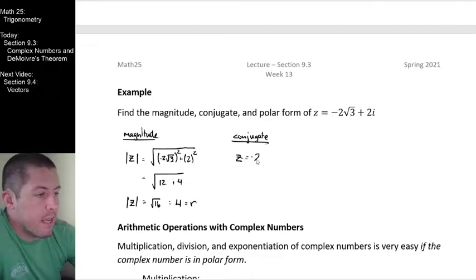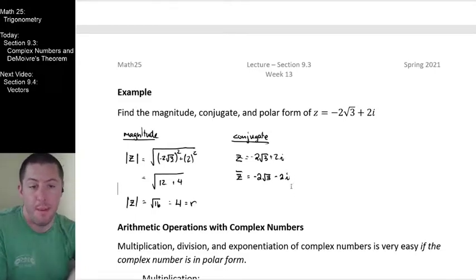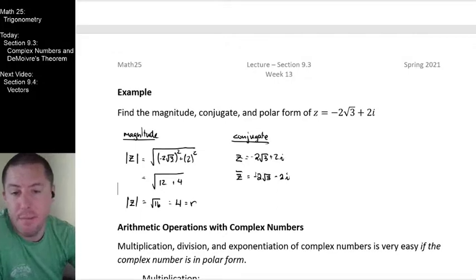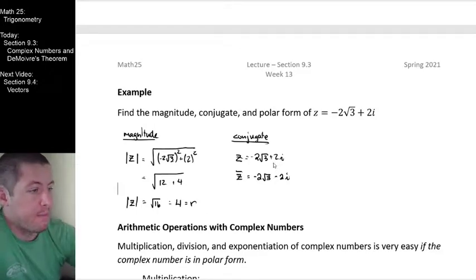Since z is negative 2 root 3 plus 2i, if I asked you to identify the conjugate, we would say that z bar, the conjugate, is negative 2 root 3 minus 2i. And again, notice that we're not negating the whole number. I'm not multiplying the a term by negative 1. I'm just swapping the sign that's between a and bi. That's all we do to get the conjugate right there.